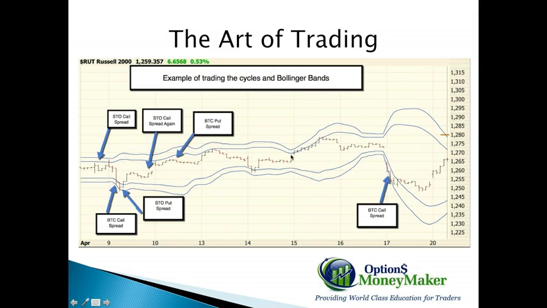But the simple takeaway of this is just look at your Bollinger Bands, the 2 and 3 standard deviation Bollinger Bands, and look at how the indexes cycle back and forth between those Bollinger Bands, offering you opportunities to get into positions and get out of positions multiple times over a short number of days.